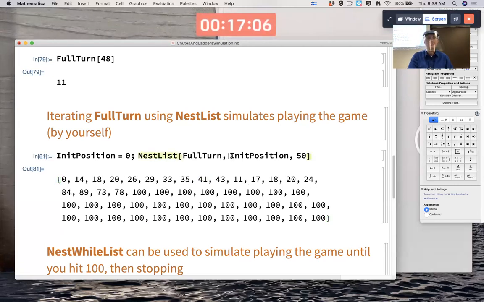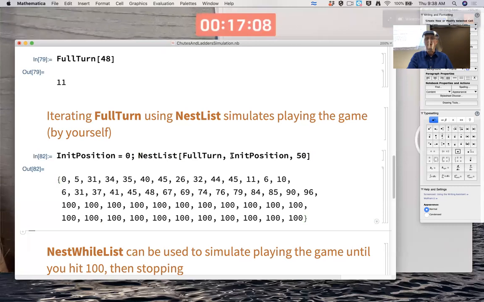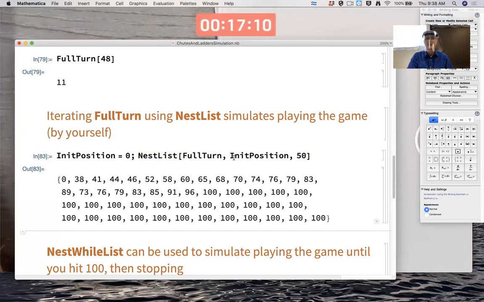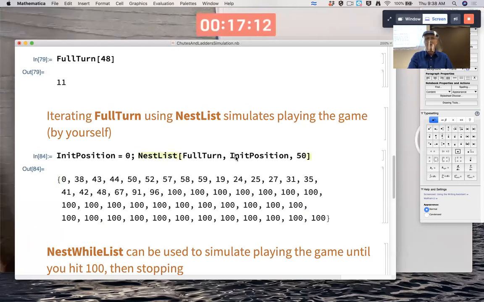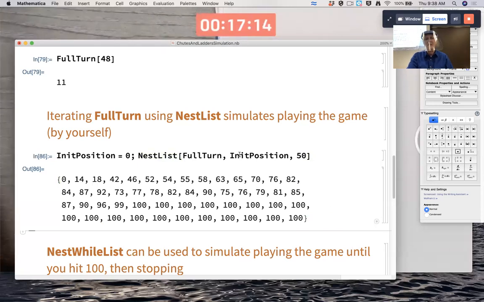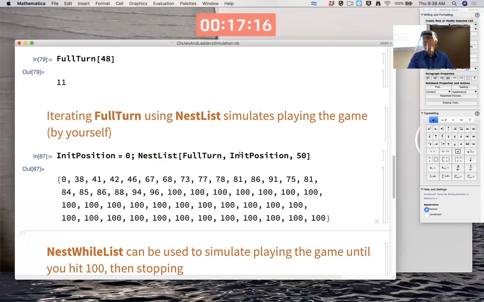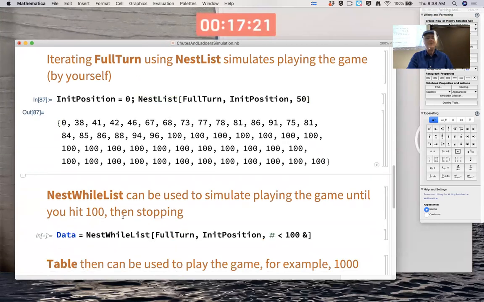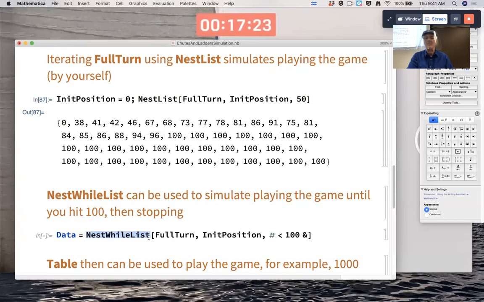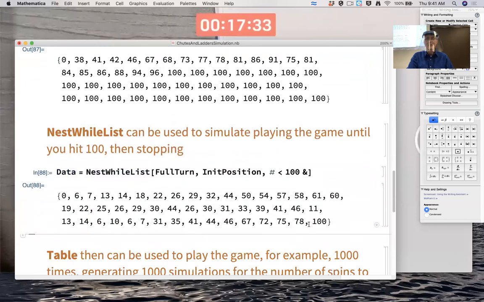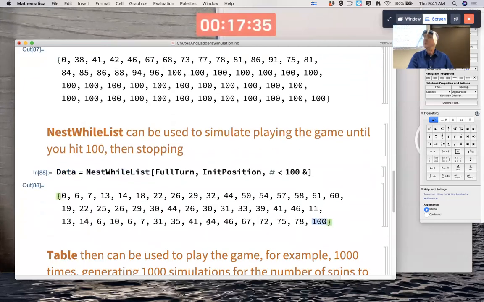There it took more. Here it took even more. But it does seem like if you keep entering this, you definitely win within 50 spins at some point because you keep getting 100. Actually, if you use nest while list, you can stop it once you get to 100. Essentially, this is going to apply full turn until you get, while you are less than 100 effectively. Once we get to 100, it stops. That game took a long time.